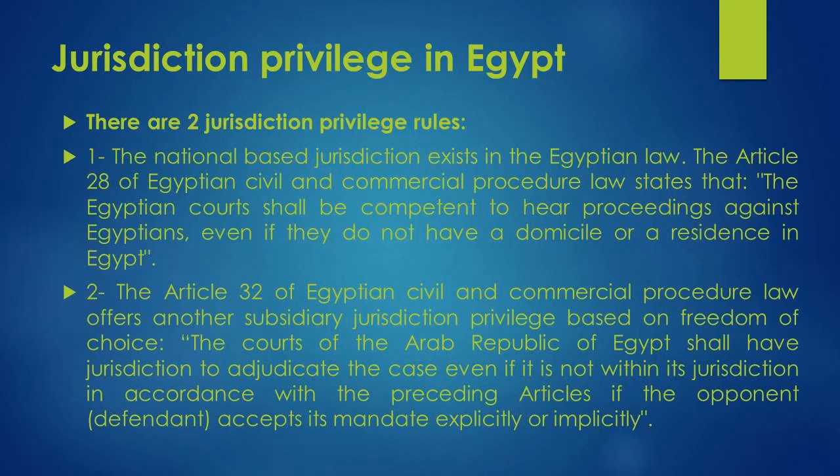Because if it's not competent according to the general rule, we have the specific rules, and we have Article 28, which is a privilege, the jurisdiction privilege. So in 50 or more than 50% of cases, Egyptian courts will be competent on any basis.